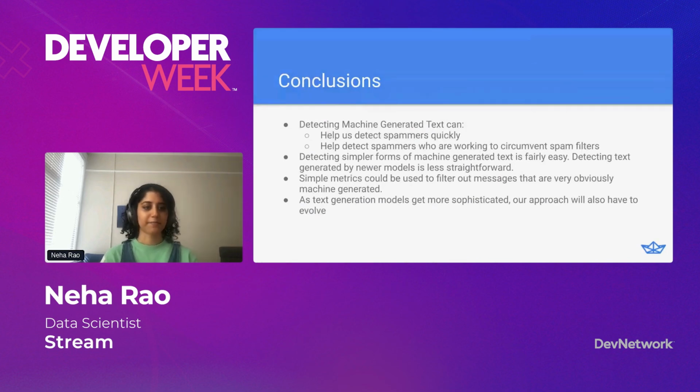All right, so just to wrap things up, detecting machine-generated text can help us detect spammers quickly, and help detect spammers who are working to circumvent spam filters. Detecting simpler forms of machine-generated text is fairly easy. The complex forms are less straightforward, unfortunately, but I think we still found some interesting results that we can use to find those as well. Simple metrics could be used to filter out messages that are very obviously machine-generated. And then obviously, as text generation models get more sophisticated, our approach will also have to evolve.